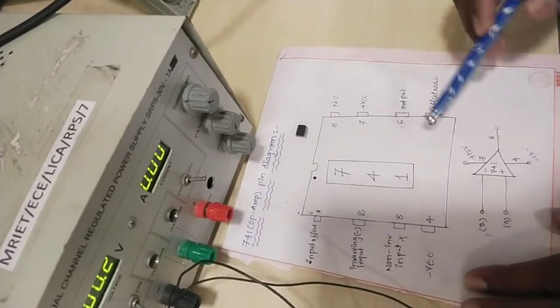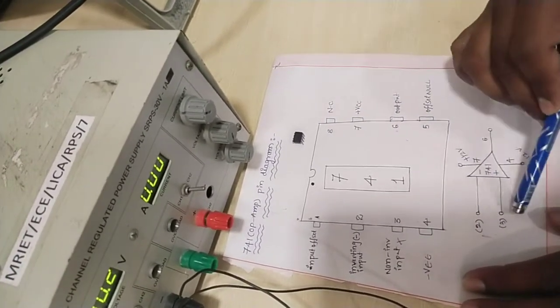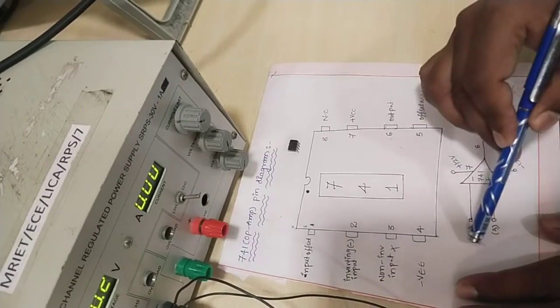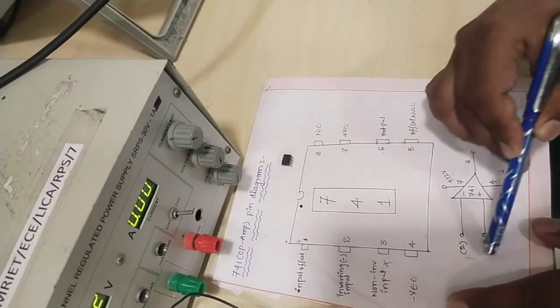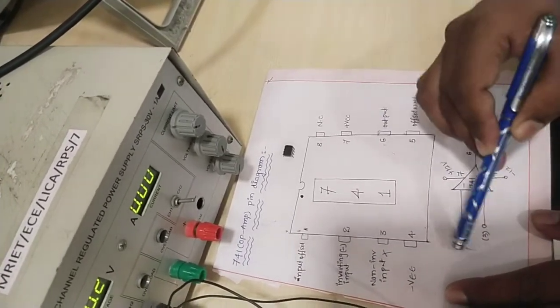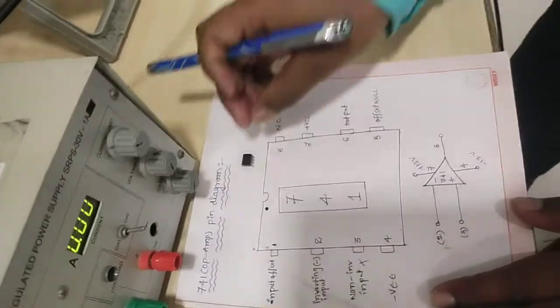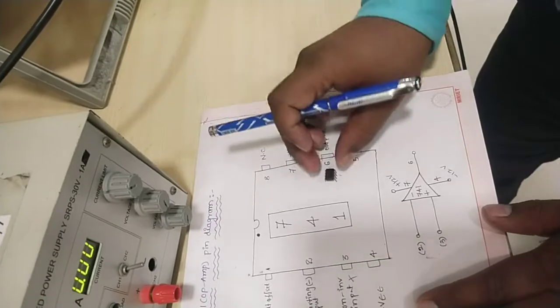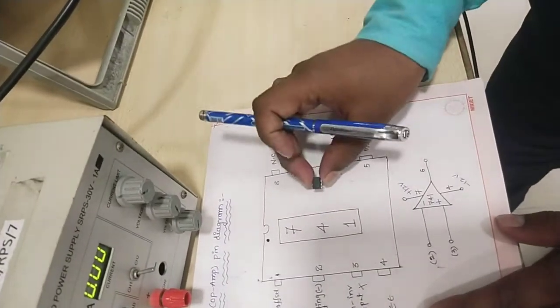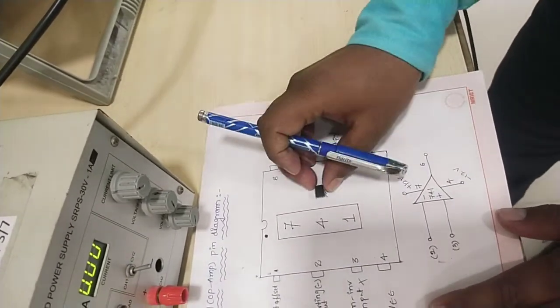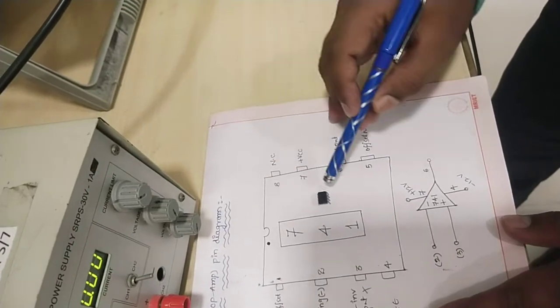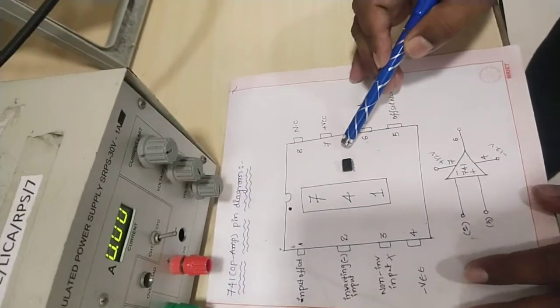Here the inverting terminal and non-inverting terminal are both input terminals. We can apply AC voltage as well as DC voltage to these two terminals. This is the pin description of the IC741. This is how the IC741 is physically available in the market. This is the IC741.